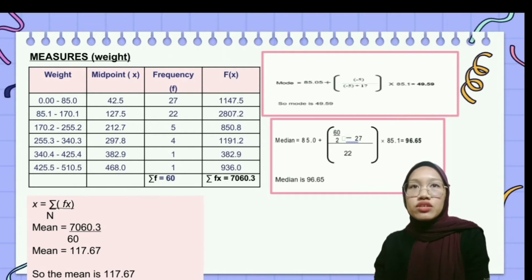Next, we will continue to the numerical descriptive measures for rate. Here, we can see the calculation for mean, mode, and median. The mean is 117.67, the mode is 49.59, and the last one, the median, is 96.65.